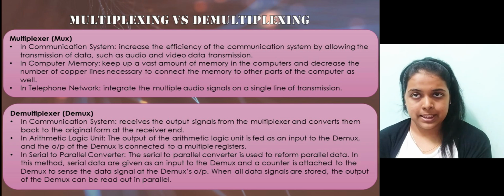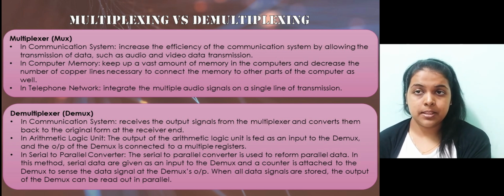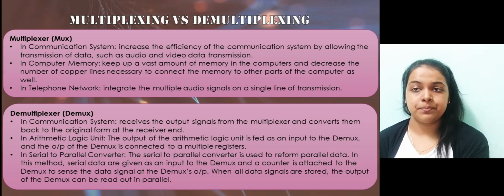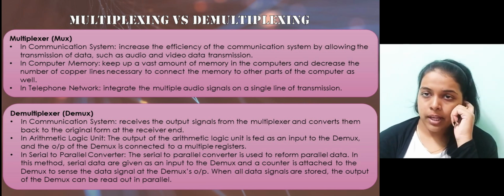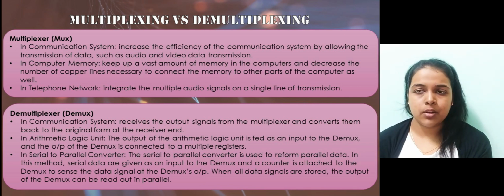Versus demultiplexing, which in a communication system receives the output signals from the multiplexer and converts them to the original form at the receiver end. In an arithmetic logic unit, the output of the arithmetic logic unit is fed as an input to the demux, and the output of the demux is connected to multiple registers. In a serial to parallel converter, the converter is used to form parallel data.